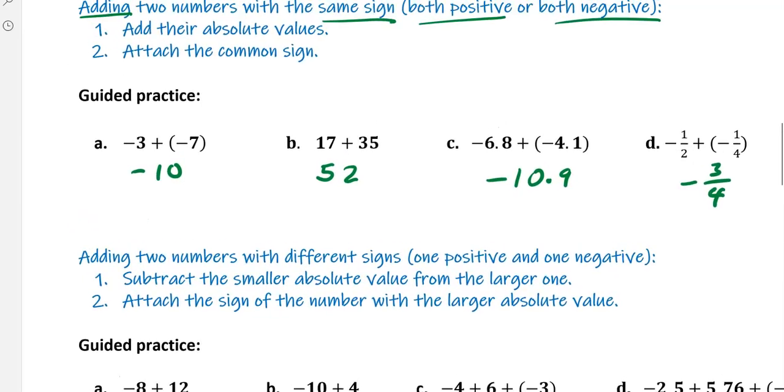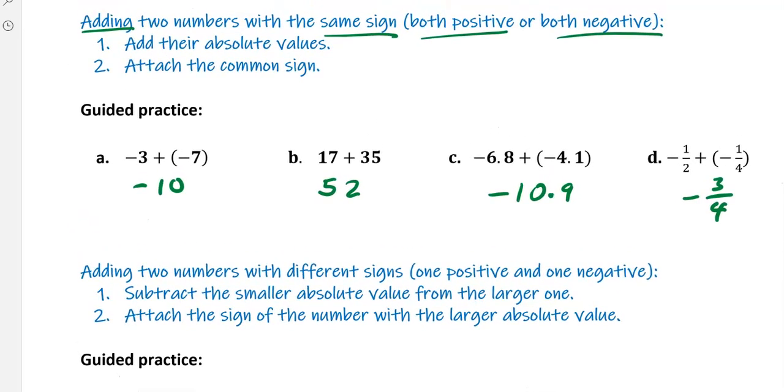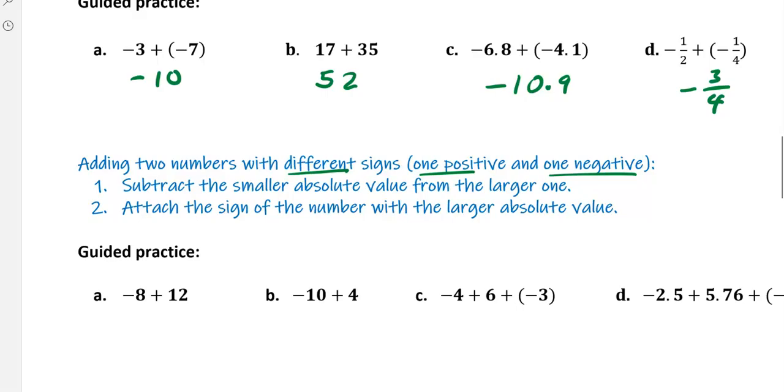Right? Now, if we add two numbers with different signs, where one is positive and one is negative, the first thing you're going to do is subtract the smaller absolute value from the larger absolute value. Because you're adding different signs, you're technically going to be subtracting. And then you just put the sign of the number that has the larger absolute value. Let's do some guided practice on that.